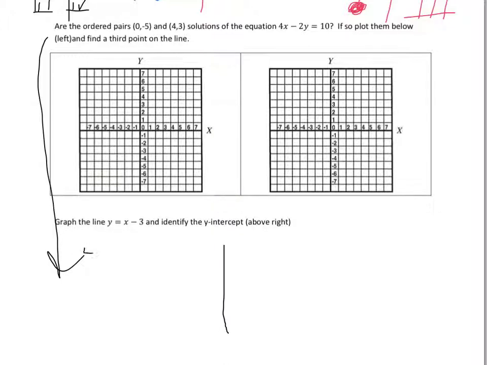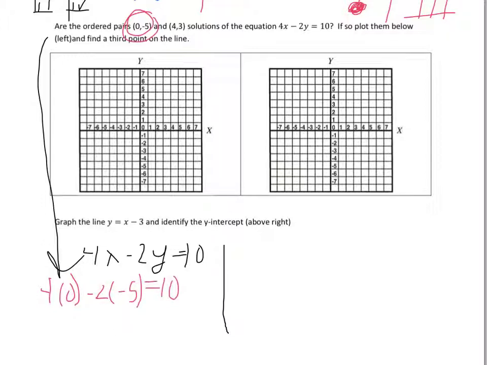Well, our equation here is 4x - 2y = 10. To determine whether or not this first one is a solution, we plug this 0 in for x and -5 in for y, so we have 4 times 0 minus 2 times -5. Is that equal to 10? Well, that's 0 right here, and -2 times -5 is 10. So in fact, this is a solution to this equation, and what that means is that it is a point on the graph of this line.